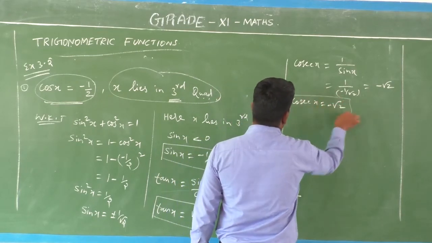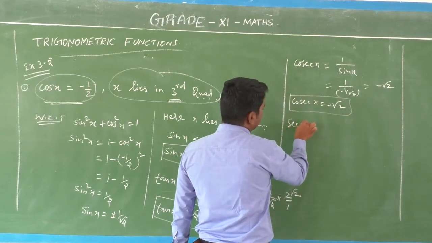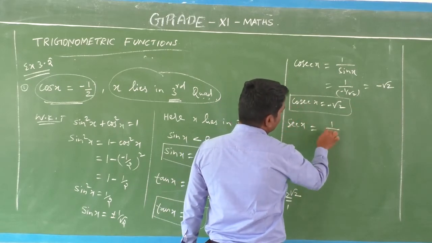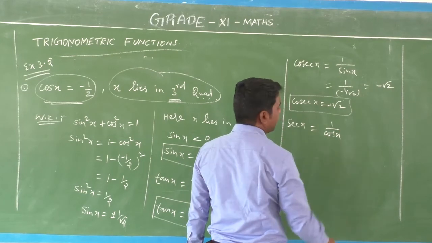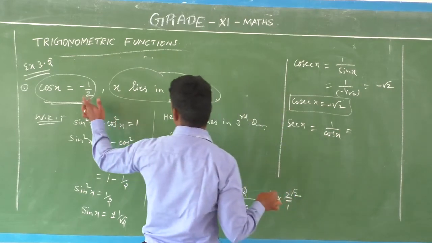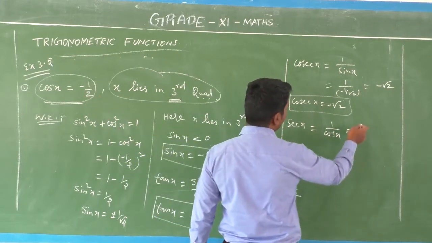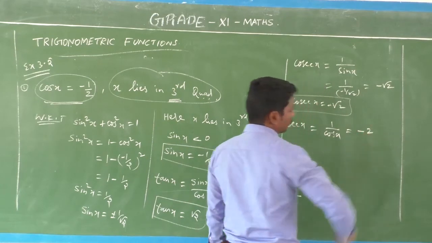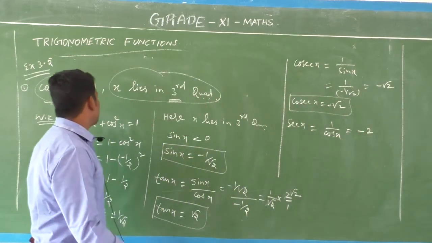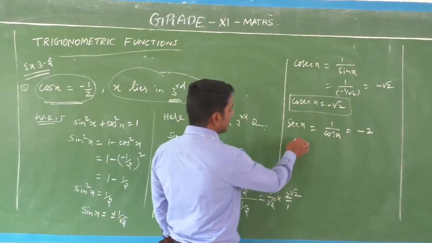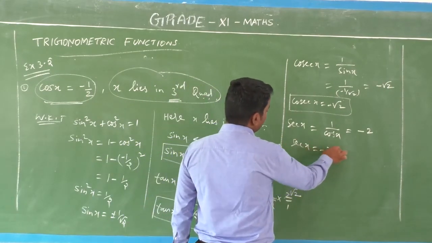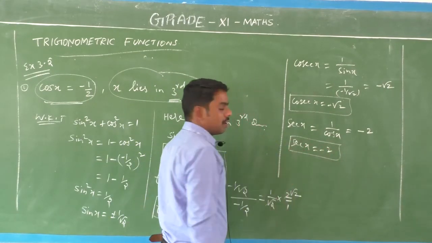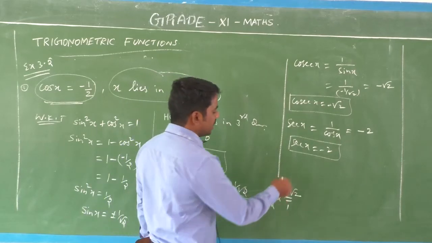Next, secant x. Secant x is equal to 1 by cos x. Here the cos x value is minus 1 by 2. The reciprocal of minus 1 by 2 is minus 2. So secant x is minus 2. Next, the last one, cot x.